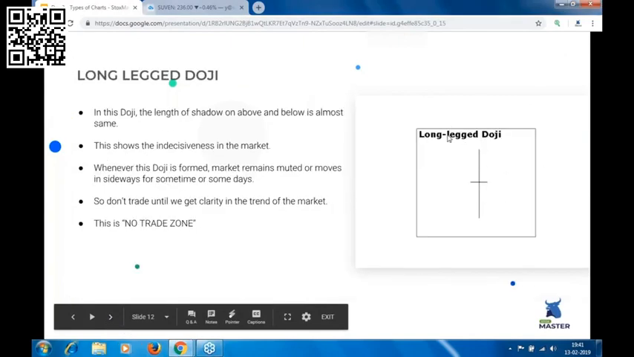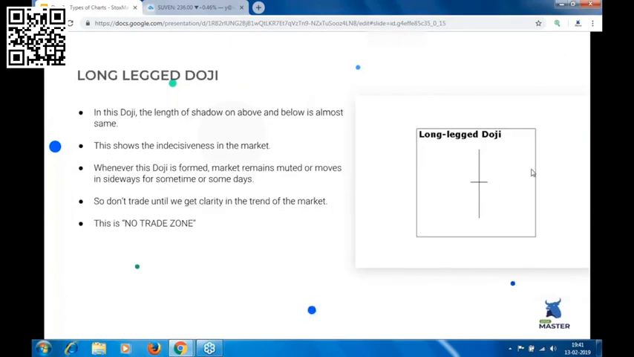Long-legged doji. Now this doji is basically a no trade zone for us, because see, the prices opened here, the bears tried to take the market down, bulls pushed it up further, then again the bears came in control and pushed the prices down, and at the same level the prices closed.